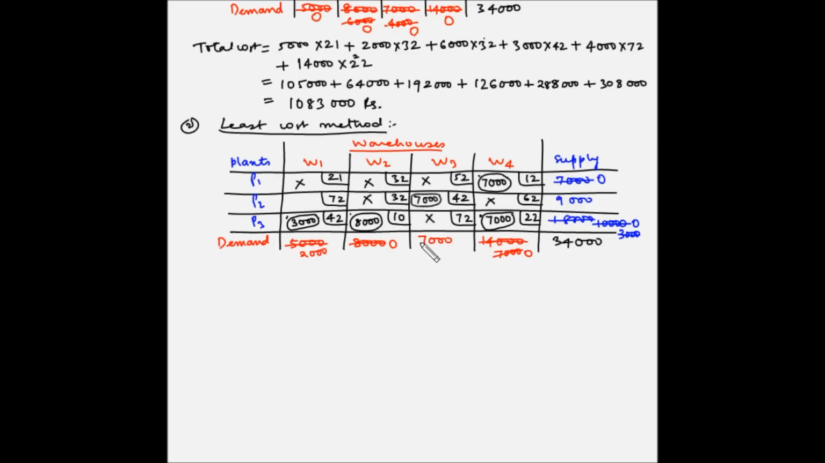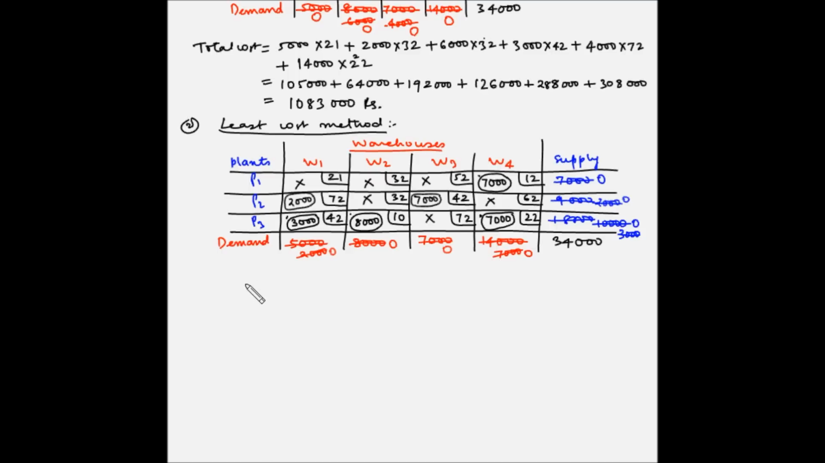So with this allocation, the entire demand for W3 is met, while the supply availability remaining for P2 is now 9,000 minus 7,000, which is 2,000 units. Now for W3, the demand is completely met and all the squares for W3 are either allocated or crossed off. So we are good here. Now we only have one square which is not allocated yet, which is P2W1. So let's evaluate the supply demand situation. So P2 has a supply availability of 2,000 units, while W1 has a demand of 2,000 units as well. So let's allocate the entire 2,000 units here. So now the remaining supply for P2 is 0 units, while the demand is also now 0 units.